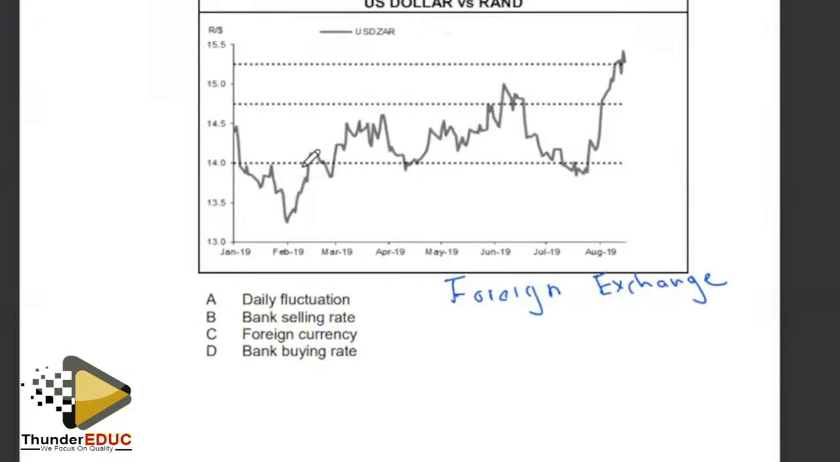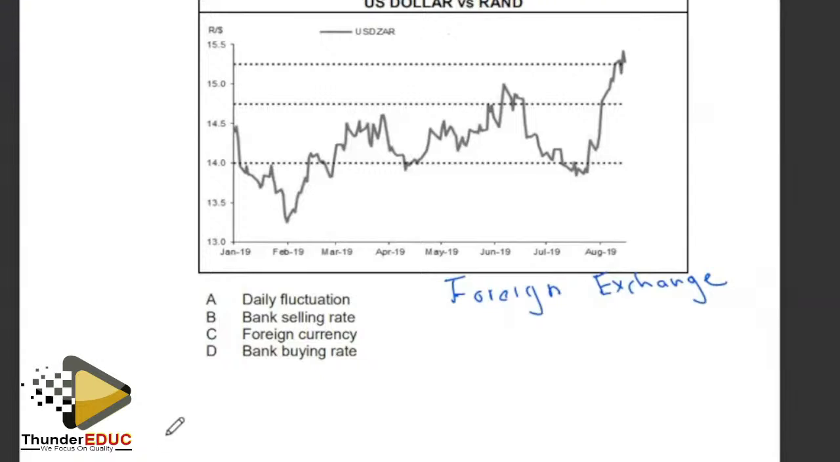So here, on one axis, we have the rand versus the US dollar. Then on the other axis, we have various dates which have been provided. The dates start from 19 January up until 19 August. As you can see on the line graph, we do have changes. There's a time when the graph will be high and also a time when the graph will be low. Then the question reads, the term used to describe the trend. So our keyword there would be trend. What trend is shown in the graph below?